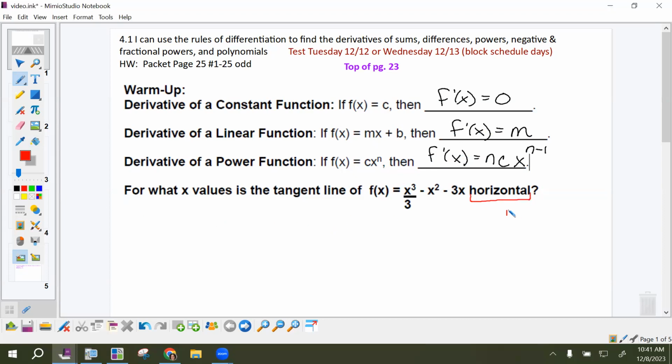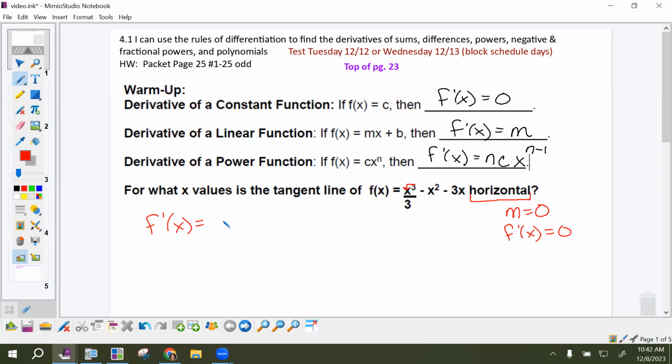So horizontal means slope is 0. And because we're in calculus, slope is the derivative. So we need to know where the derivative is 0. So first, let's find the derivative function.